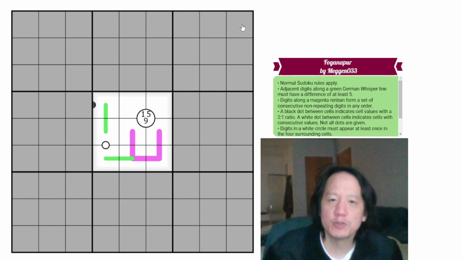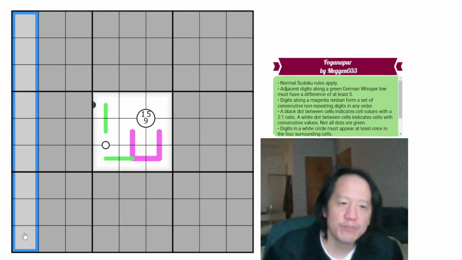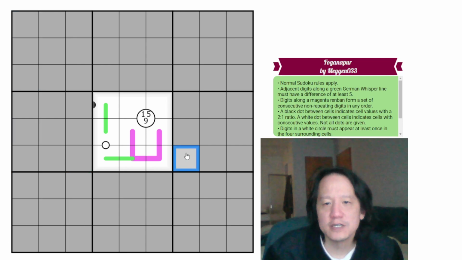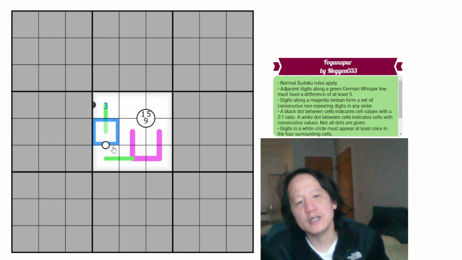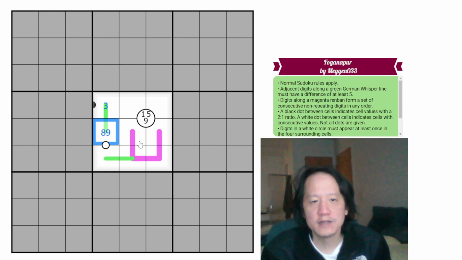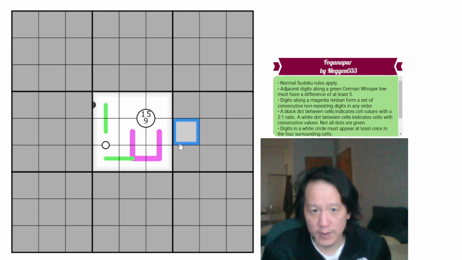Normal Sudoku rules apply, which means place the digits 1 through 9 once each in every row, column, and 3x3 box. Adjacent cells along a green German whisper line must have a difference of at least 5. So for example, if this were a 3, this would have to be an 8 or a 9 to have a difference of at least 5 between the two digits. So that's what German whisper lines do.